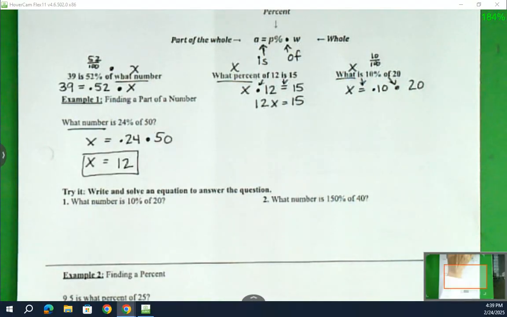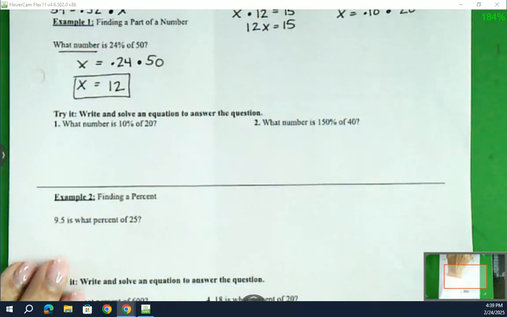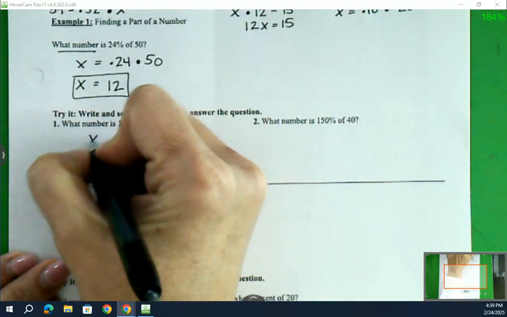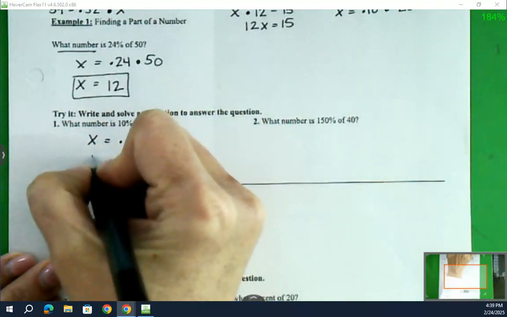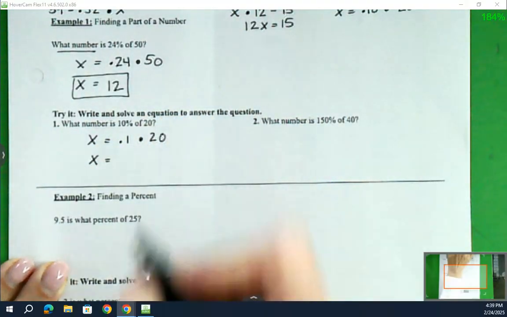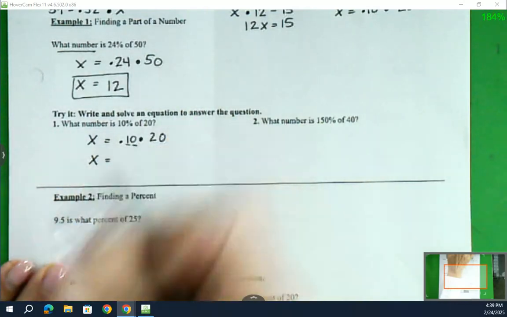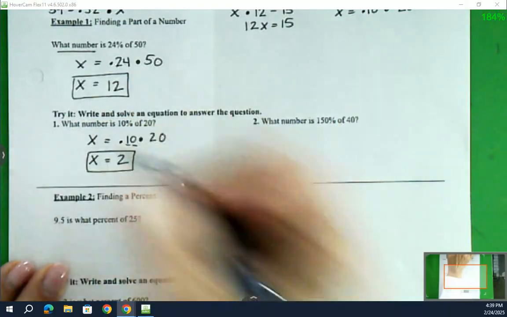Okay, we have a couple try it problems. You can pause this video and try numbers 1 and 2, and then turn it back on to see how you did. Okay, we have what number is 10% of 20? X equals 10% of 20. X is by itself, so 10% of 20. When we multiply 0.1 or 0.10, you can always add the 2 decimal places in there. Our answer is 2. X equals 2.